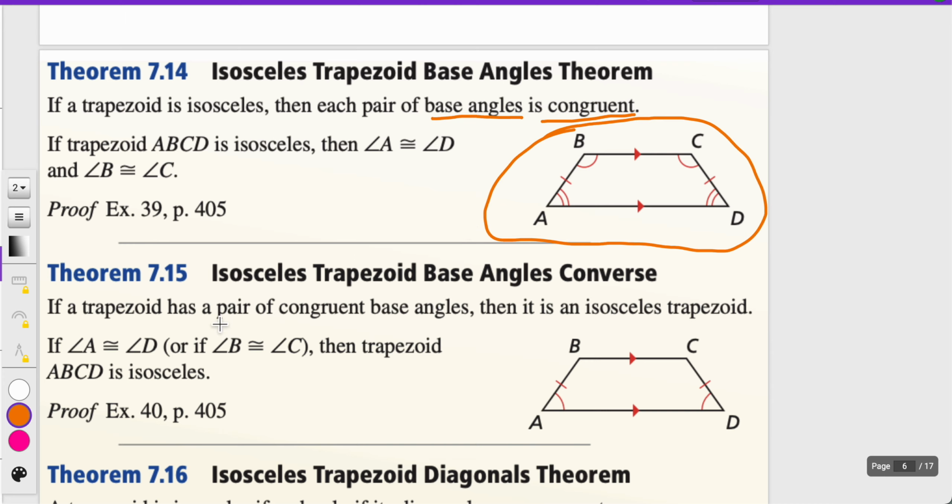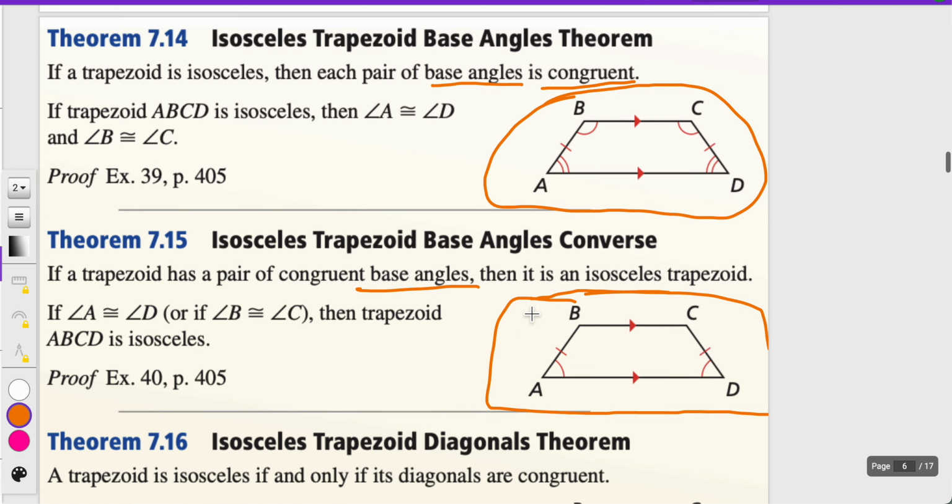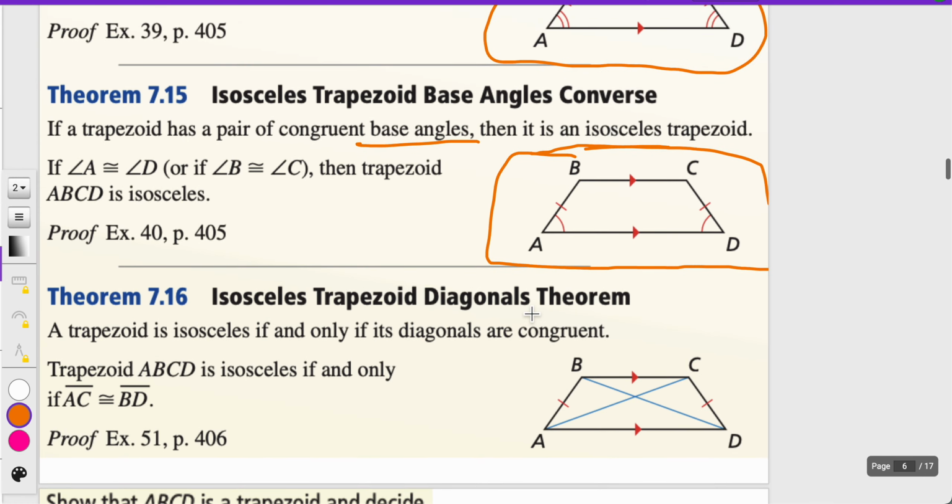The base angles converse for isosceles trapezoids just means if a trapezoid has a pair of congruent base angles, then we can prove that it is an isosceles trapezoid. Again, drawing this picture here would help us understand where that needs to be located. And then the final theorem we're going to talk about before trying an example is 7.16, the isosceles trapezoids diagonal theorem. That just states a trapezoid is isosceles if and only if its diagonals are congruent. So that's just an interesting fact to know about isosceles trapezoids.